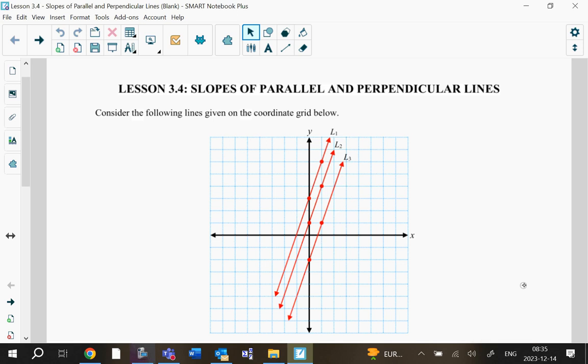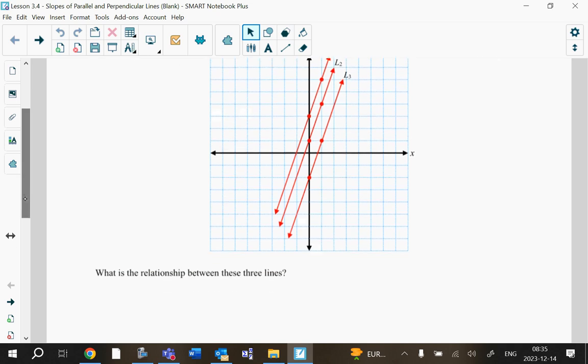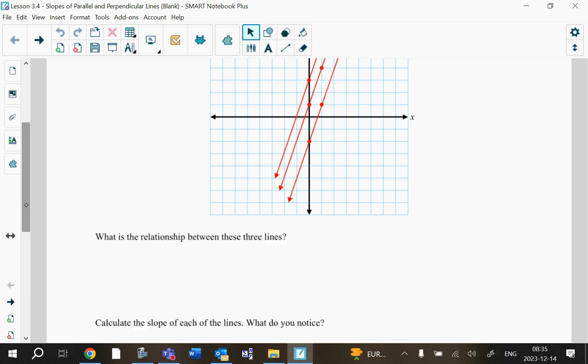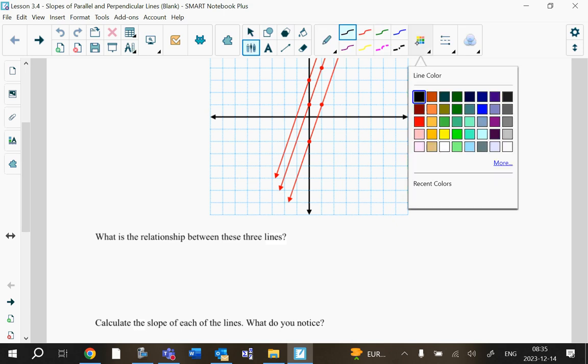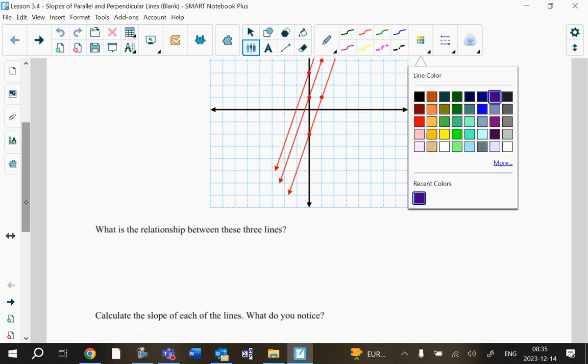So the first couple of pages deals with how do we find the slopes of parallel and perpendicular lines. If you look at these first three lines on this grid, just by looking at the graph, we can see that they are parallel. Okay? So the relationship is they are parallel.